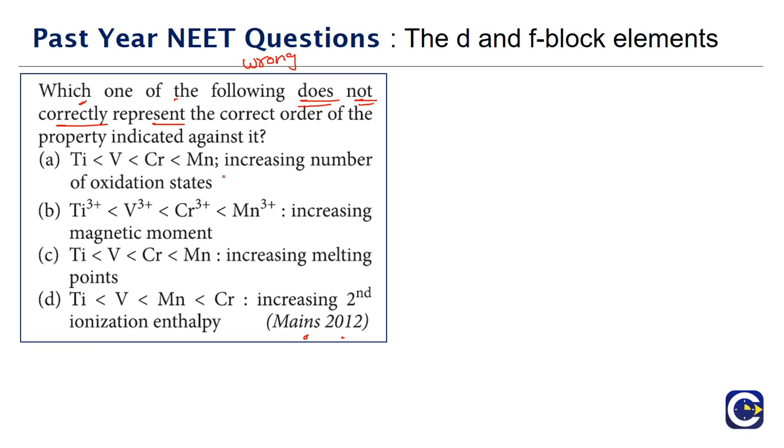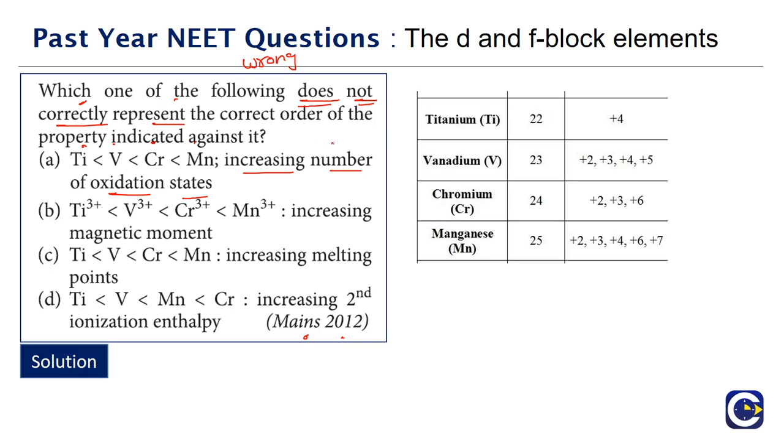So we'll just go one by one. Let's look at option A. This is like 4 questions given in one question itself, because we have to verify each of them. The increasing number of oxidation states, what is it? Titanium, vanadium, chromium, manganese. So generally what we observe is, if you go along any 3d series, we'll see that the number of oxidation states will keep on increasing.